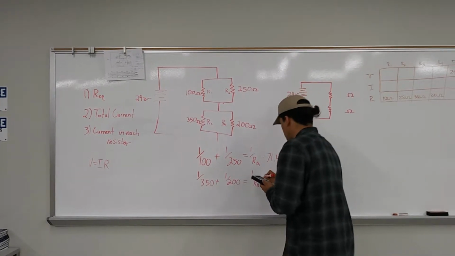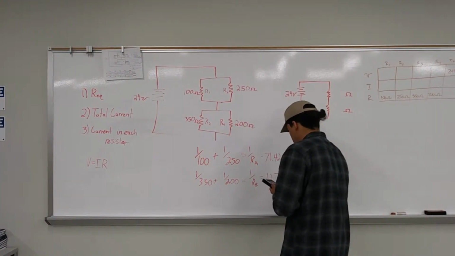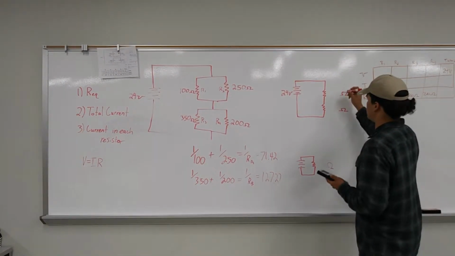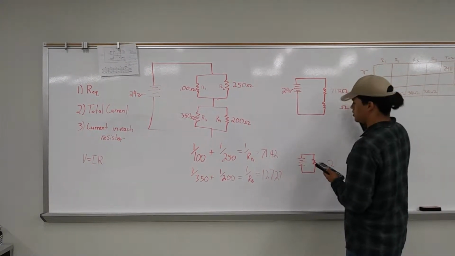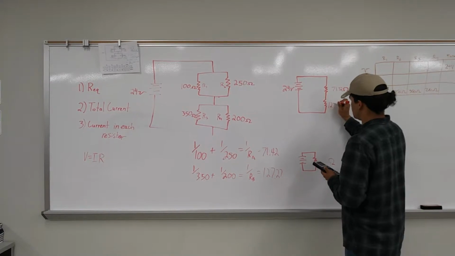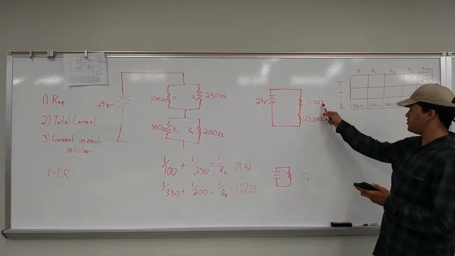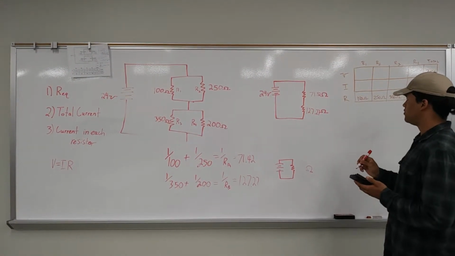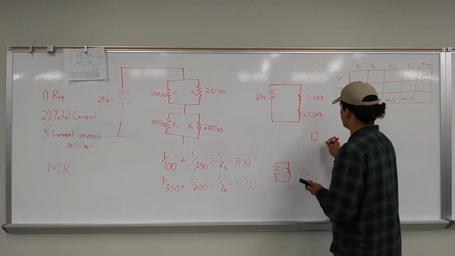And this one to equal 127.27. Okay, and so those are two values for these resistors now: 71.42 and 127.27. Okay, so we notice that these two resistors are in series, so we're going to add them because we add resistors in series.